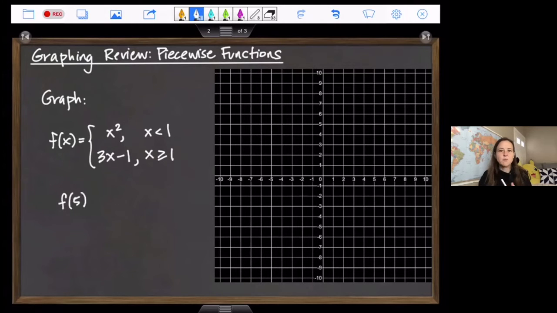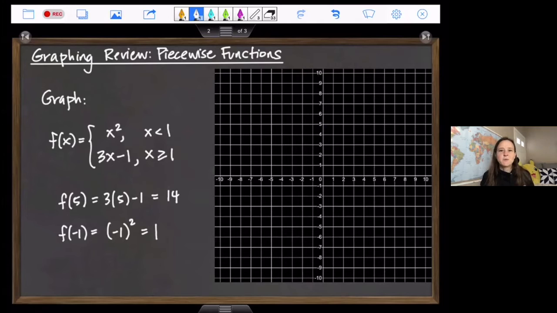Okay, so if I decided I wanted to find, say, f of 5 for this function, I would have to look at the rule and say, well, 5 is bigger than or equal to 1. So we would have to use the formula 3x minus 1. So f of 5 is 3 times 5 minus 1, which is 14. So we would never plug the number 5 into the x squared formula. If we wanted to use the x squared formula, we'd have to pick a number that would be less than 1. So we could plug in like -1, f of -1. That we would plug into x squared, and we would get +1.